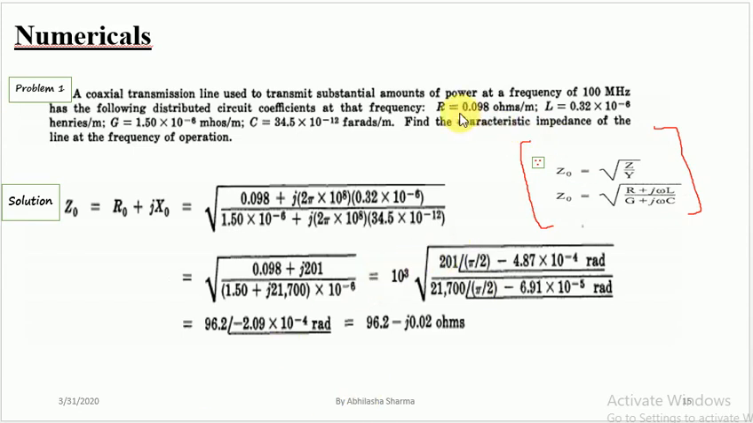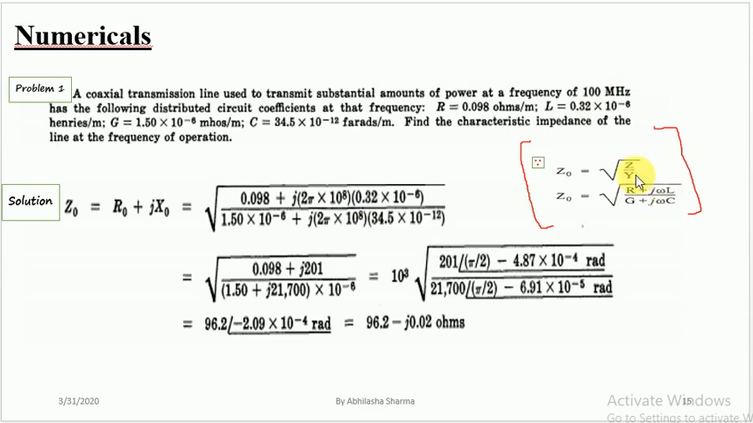Yes, so for the given values we have to put them in this equation, and finally we are able to calculate the characteristic impedance. Here the R value is 0.098, and next is j omega L. Here omega is replaced by 2 pi f, so this is 2 pi, and the value of f is 100 megahertz. Mega means 10 to the power 6, multiplied with 100, so it becomes 10 to the power 8.